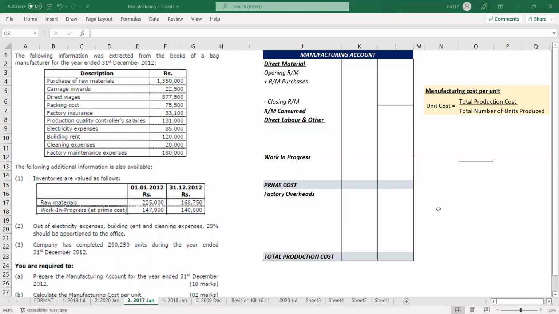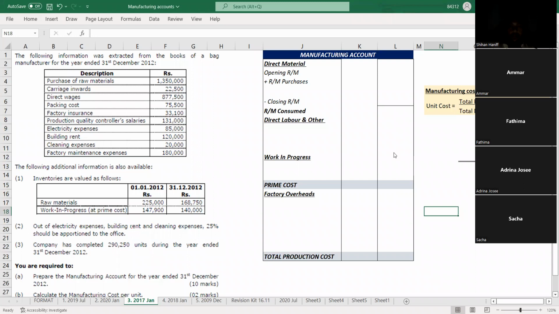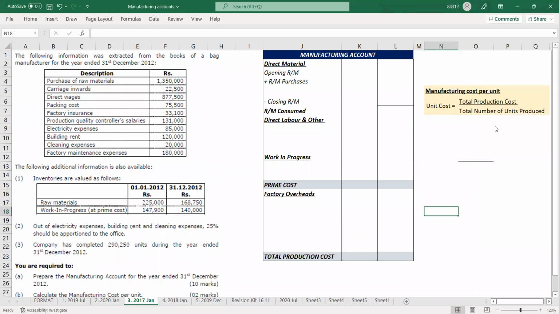Let's do another type of question. This has calculating the total production cost and also unit cost. Right, let's do this.